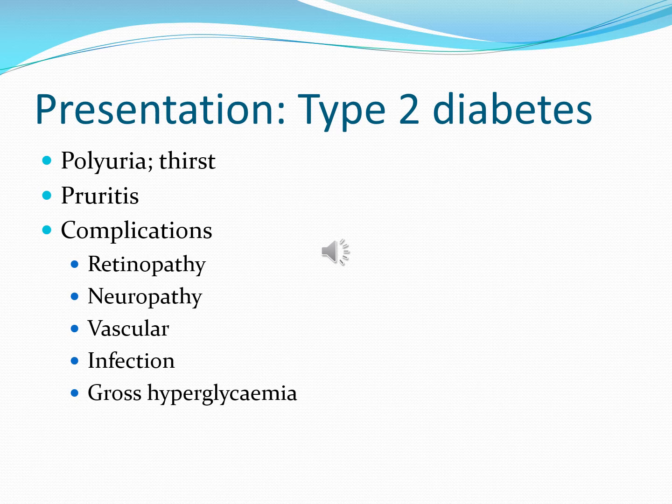So the presentation of type 2 diabetes, they also present with polyuria and therefore thirst, again due to osmotic diuresis, itching, and then there's lots of complications: retinopathy, so damage to the eye, neuropathy, nephropathy, so that's damage to the nerves and the kidneys, vascular problems, problems with infection, and they do present often with gross hyperglycemia.